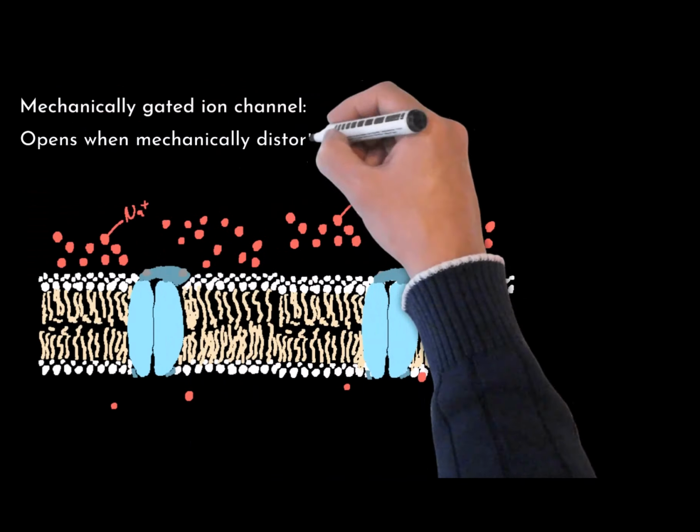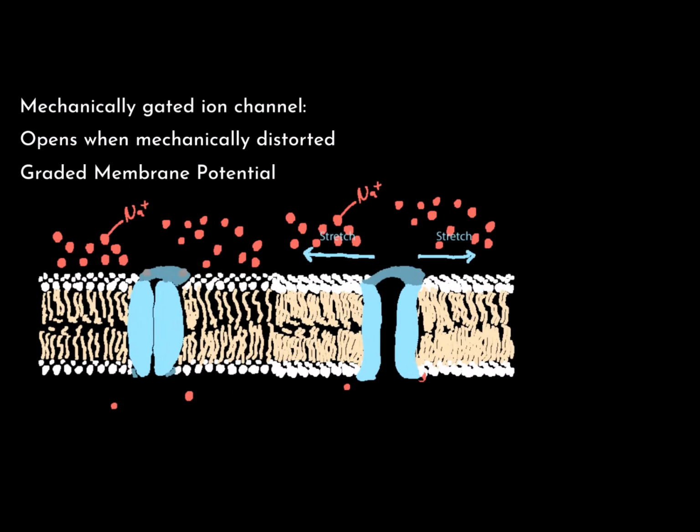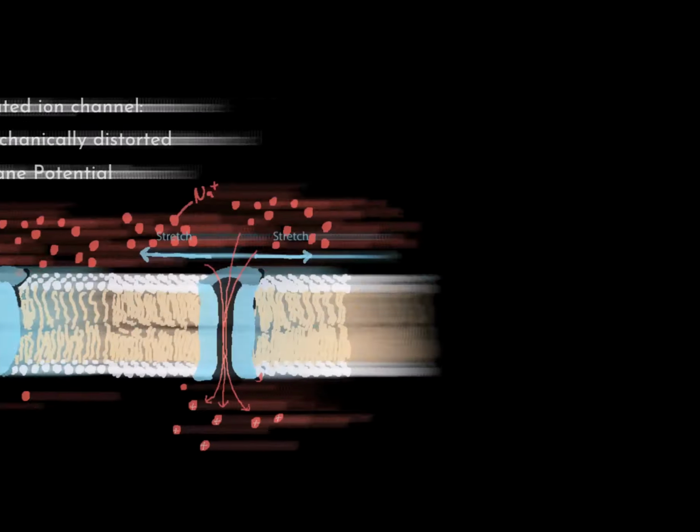Finally, mechanically gated ion channels open when a cell membrane is distorted. I've shown one here where the cell membrane is stretched, opening the channel and allowing ions to pass. Mechanically gated ion channels will also cause a graded depolarization because the greater the distortion, the more channels will open.